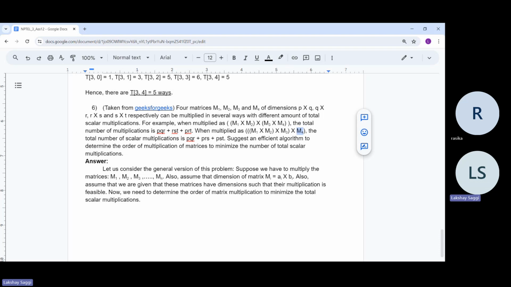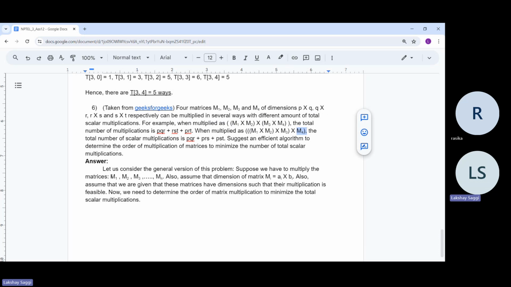So I hope I'm making sense. What we are doing at the end is we are left with multiplying two matrices. And note that these two matrices will be products of consecutive matrices. Like here, M1, M2, and M3, M4 were multiplied in the end. Here, M1, M2, M3 was multiplied with M4. So whenever we are left with two matrices, they will be products of contiguous matrices.